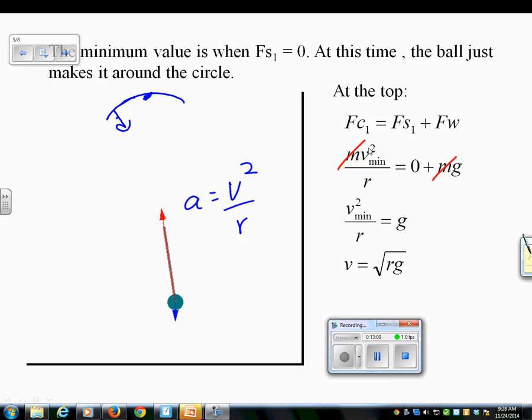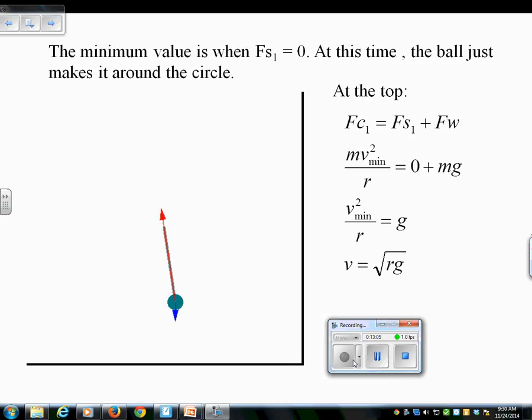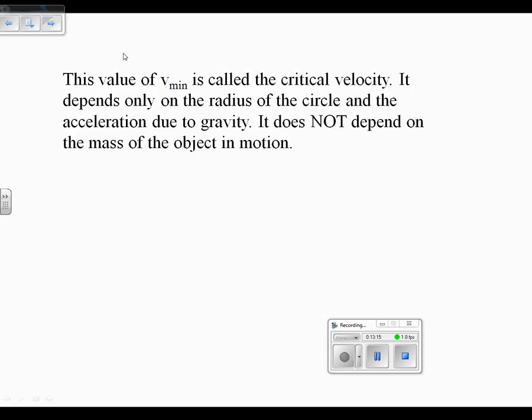Okay, if you haven't got that down already, you should do so. Am I good to go on? Okay, so this V is equal to the square root of RG. You're going to need that for vertical circles only. It has a special name. It's called the critical velocity. Why? Well, it's critical, especially if you're driving a car. It depends only on the radius of the circle and the acceleration of gravity. It does not depend upon the mass of the object in motion.